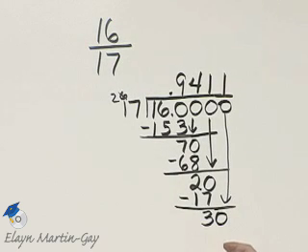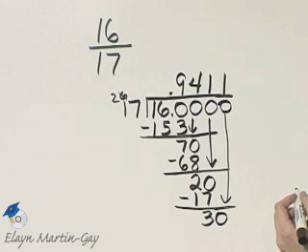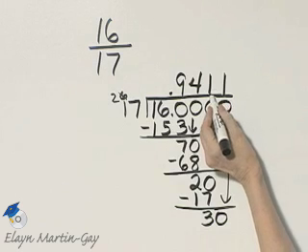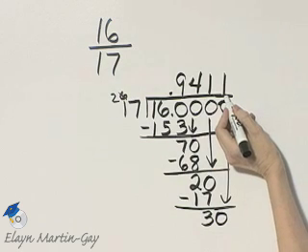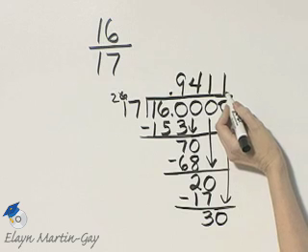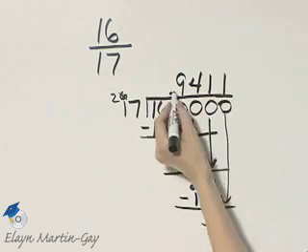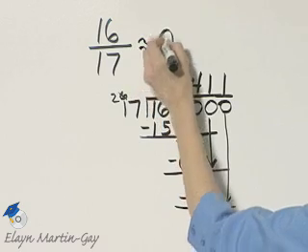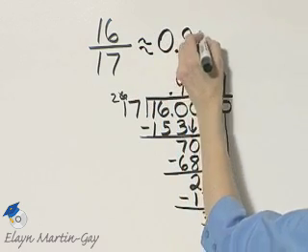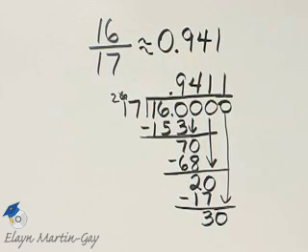I'm not even going to carry this out because I'm now going to round to the nearest thousandth. Here's the thousandths place. I look at this digit to its right because it's less than 5. I do not add 1 to this digit, so it'll be approximately 0.941. That's a decimal approximation of our fraction.